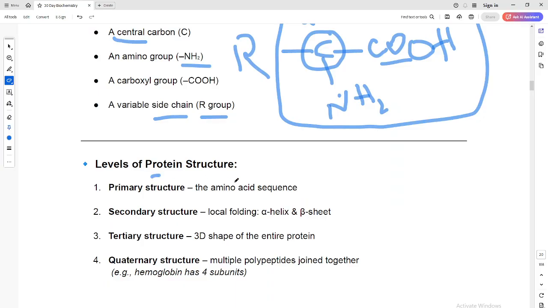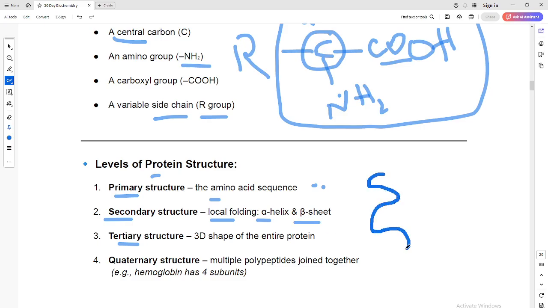Levels of protein structure. Number one, primary structure. What is this level? It is only the specific sequence of the amino acids inside the polypeptide chain. This specific sequence will determine the other levels of structure, which are the secondary and the tertiary. What is the secondary structure? It is a local folding. We have two main forms, which are alpha helix and beta pleated sheet.